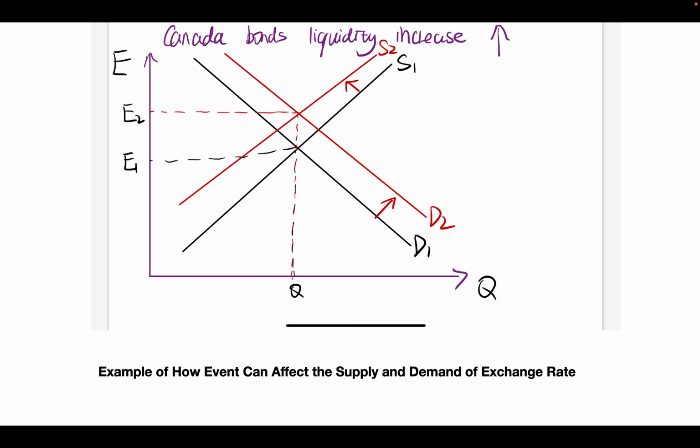So the demand curve will shift to the right. But also at the same time, the Canadians will also want to hold more Canadian dollars to buy this bond, and they will sell fewer Canadian dollars, and eventually it will impact the supply curve, shifting it to the left. And this is the example of how this event can affect the supply and demand curve.